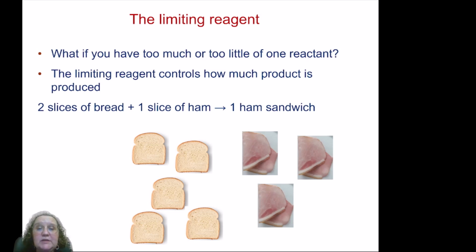So for example, imagine here we've got 5 slices of bread and 3 slices of ham, and I want to make a ham sandwich. I can set up my making of a ham sandwich as if it were a chemical equation. So I've got 2 slices of bread and 1 slice of ham will make me 1 ham sandwich. With my 5 slices of bread and my 3 slices of ham, how many ham sandwiches can I make? And would I have any left over of my reagents? Have a little think, stop the video and tell me the answer.